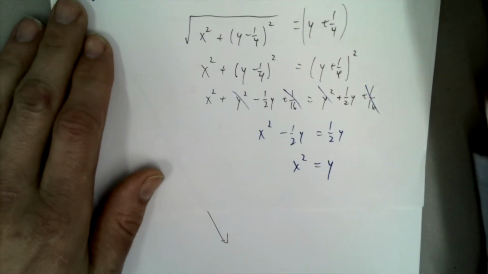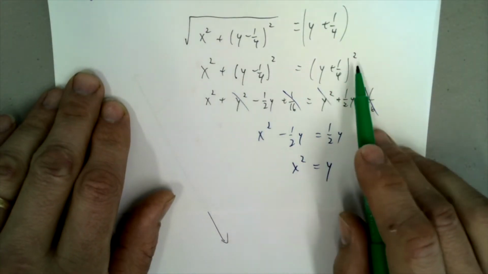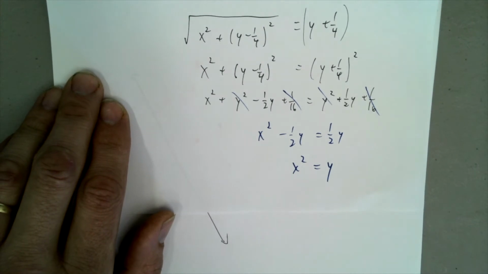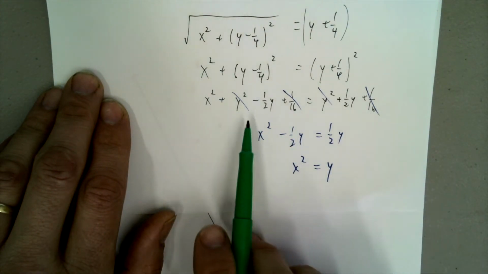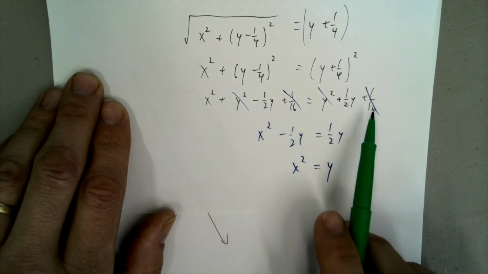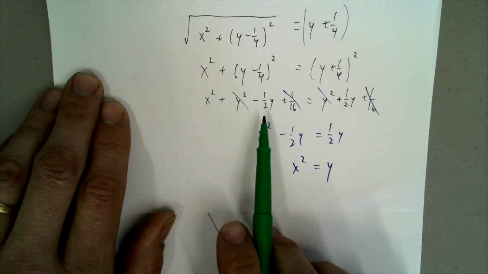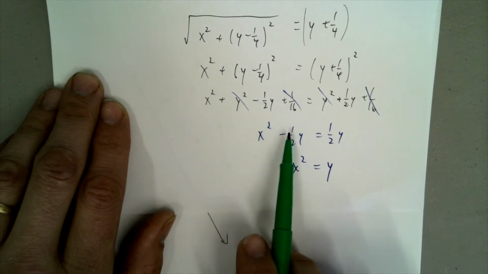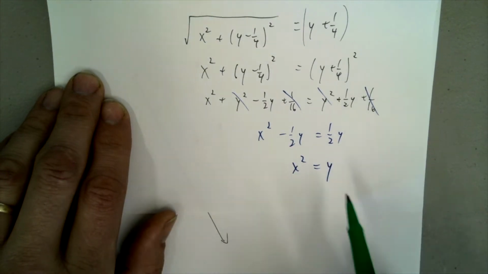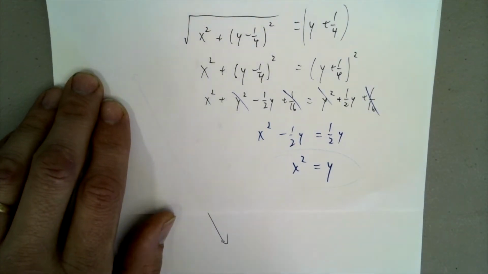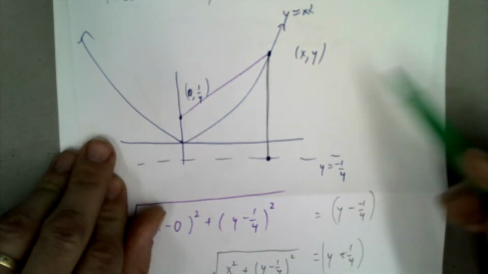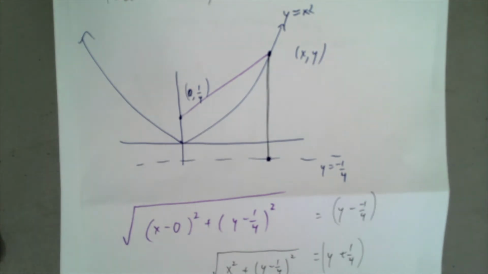If you do out the y minus 1/4 squared and the y plus 1/4 squared, multiply those out, we're getting some weird fractions in there. But a lot of the terms cancel out, and this simplifies down to x squared minus a half y equals positive a half y, or add a half y to both sides, and you get, sure enough, y equals x squared. So that's the familiar old graph of y equals x squared from the perspective of these two distances.